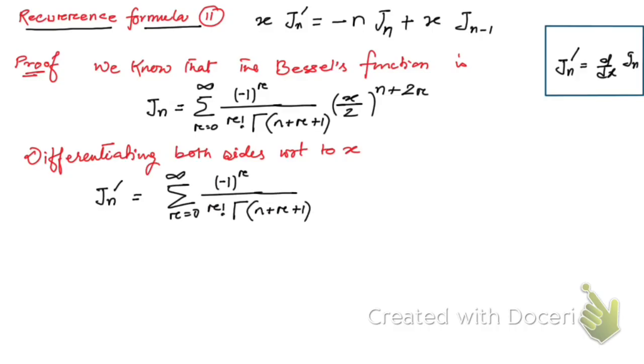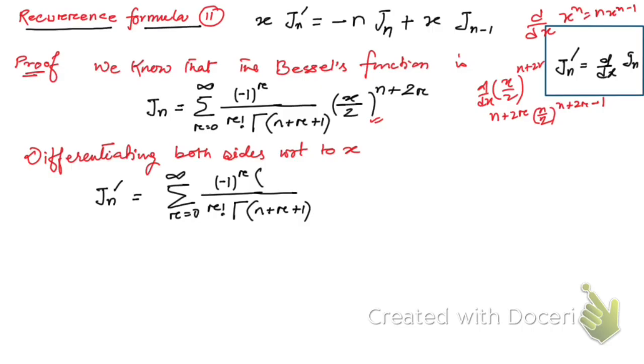Now if we differentiate this, here the power is n plus 2r. If you differentiate this (x/2) to the power n plus twice r, then you will get n plus twice r into (x/2) to the power n plus twice r, with the power reduced by 1, because we know that d/dx of x to the power n is n into x to the power n minus 1. We just need to apply that.